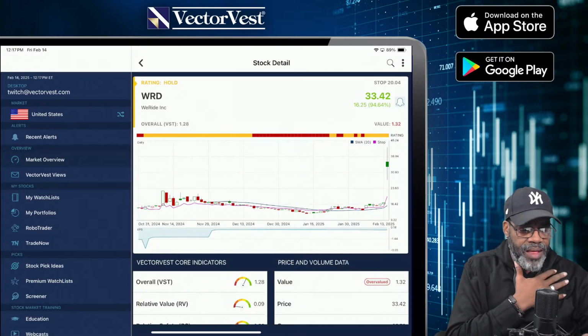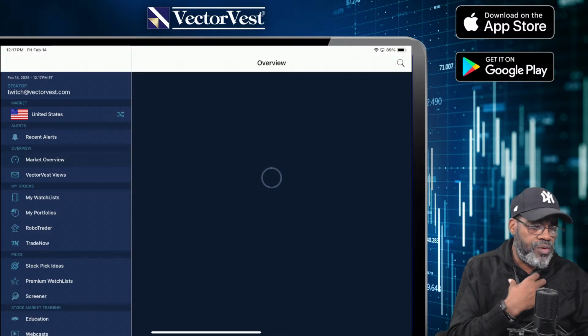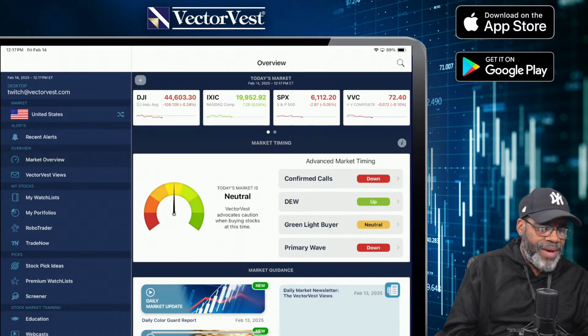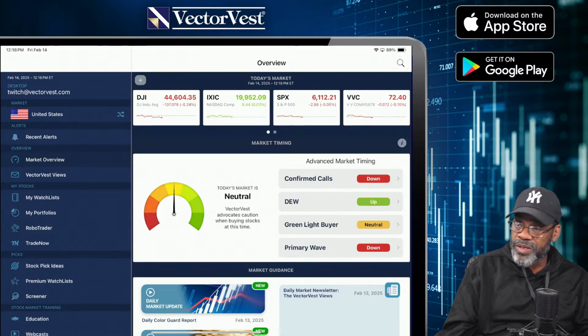All right, let's go back to the market overview. We can see again a little bit of a mixed market. The Dow is down about 1/4. The NASDAQ is pretty flat. The S&P is pretty flat, and the VectorVest composite is down about 1/10. Looking at our market timing, the DEW is the only thing that's up, and that's our middle of the road type of timing signal. Pega is taking a beating.